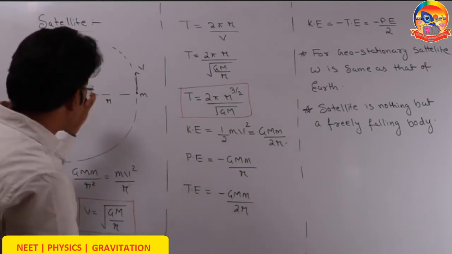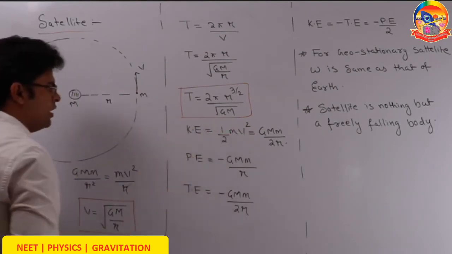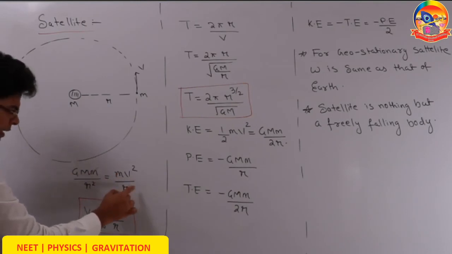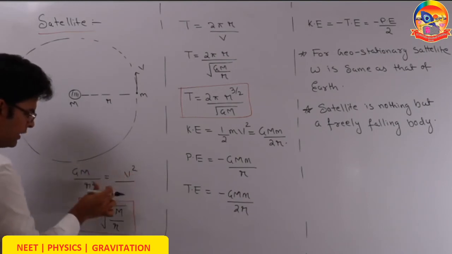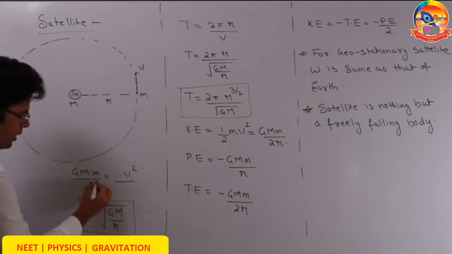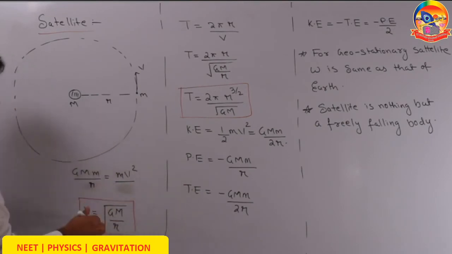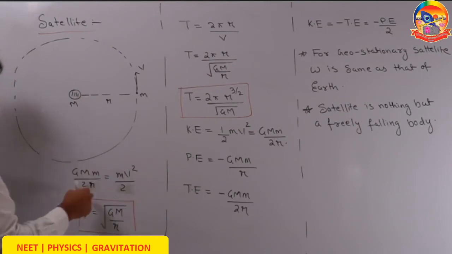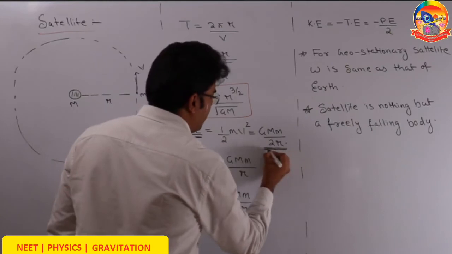What is the kinetic energy of this satellite? We know that kinetic energy has to be half mv square. How to get it? See here, kids. We write GMm by r square equals mv square by r. Cancel out 1 r with 1 r. So you get mv square equals GMm by r, but we don't want mv square, we want half mv square, so multiply both sides by 2. So the kinetic energy comes out to be GMm by 2r. Kinetic energy of a satellite comes out to be GMm by 2r.